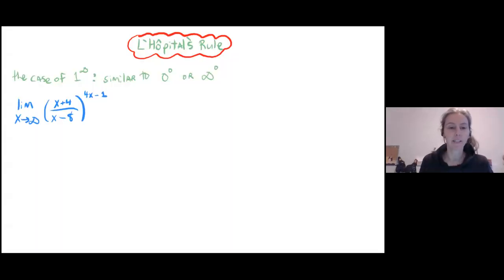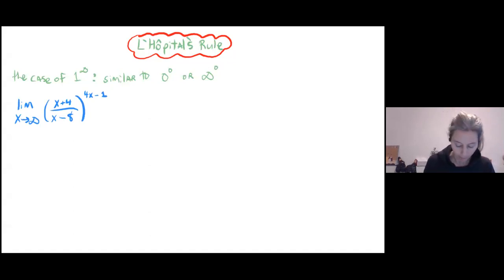So today we're going to do a L'Hopital's rule question that gives the case of 1 to the power of infinity. Remember that the technique we use with 1 to the power of infinity is the same technique that we would use for 0 to the power of 0 or infinity to the power of 0. All of these are indeterminate forms that result in the same technique.